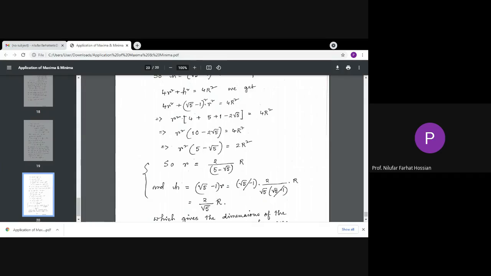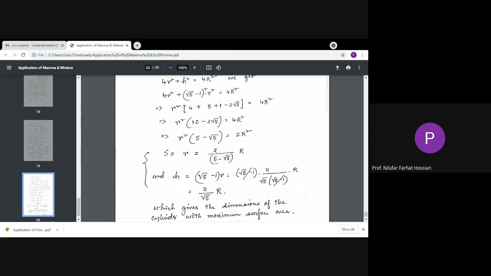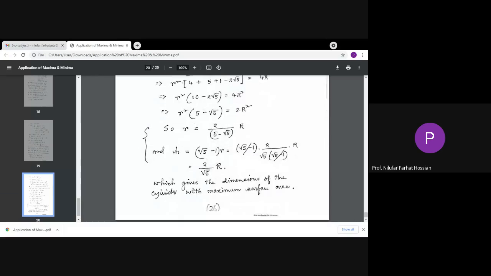So these are the dimensions. The radius of the base of the cylinder should be 2 by 5 minus root 5 into capital R, and the height should be 2 by root 5 into capital R. So these are the dimensions of the cylinder for the maximum surface area.